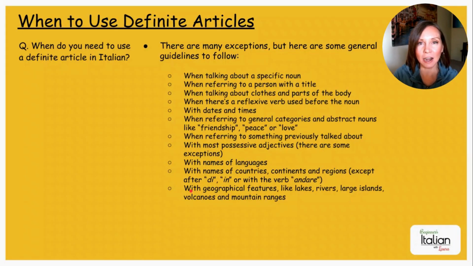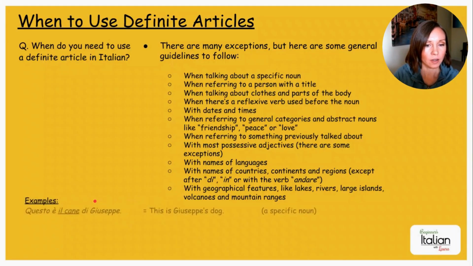Okay, so when in doubt, use a definite article. You're probably more likely to have to use it than to not use it. So, for example, questo è il cane di Giuseppe. This is Giuseppe's dog. So in this instance, we're talking about a specific noun, okay? Specific noun.